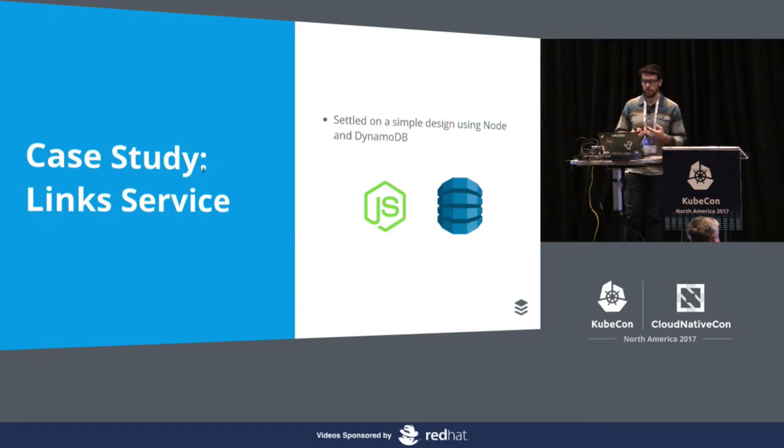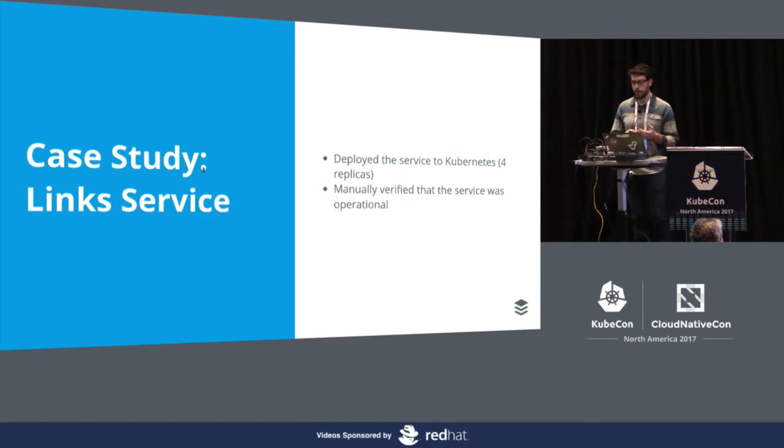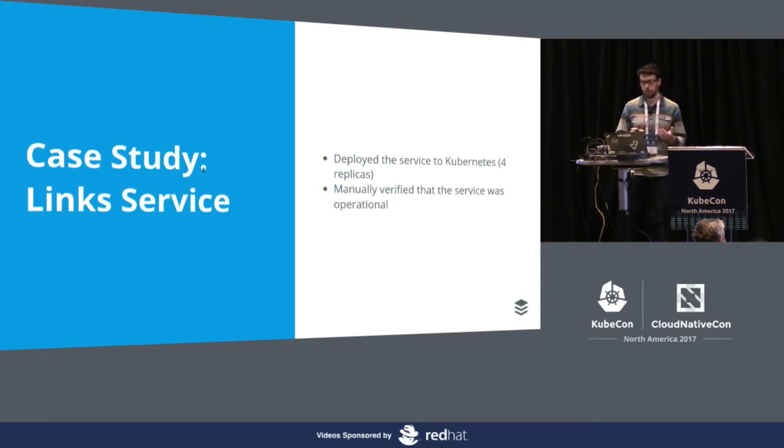So we settled upon a simple design, or so we thought, using Node and DynamoDB to back the counts. And we deployed the service to Kubernetes. And it had four replicas. And we manually verified using curl that the service was operational. So we were running pretty much stock Kubernetes using the stock services, and we're deployed on AWS.